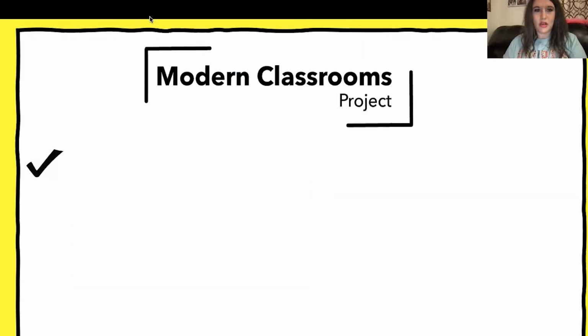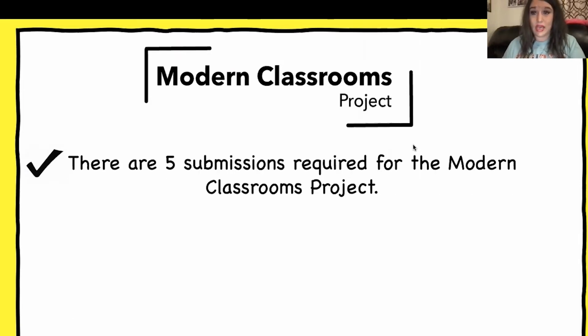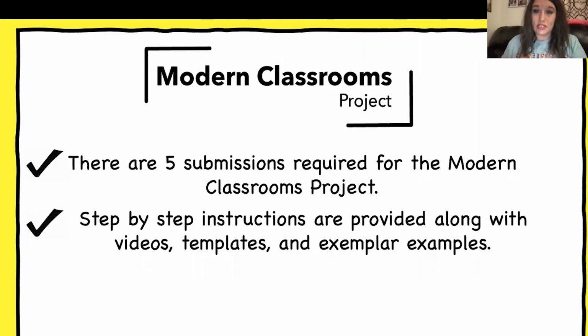Modern Classrooms is made up of five submissions. There are five things that you have to do overall for your project. Along the way, they give you step by step instructions. You have videos, you have templates, you even have examples that they show you. You watch videos that give you step by step: this is what you do first, this is what you should do.